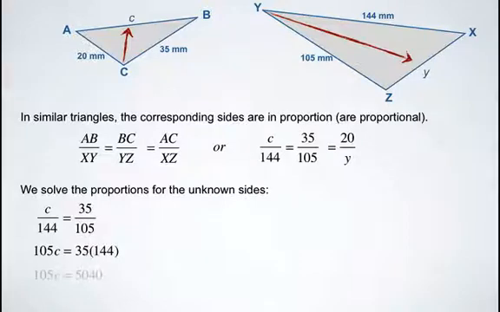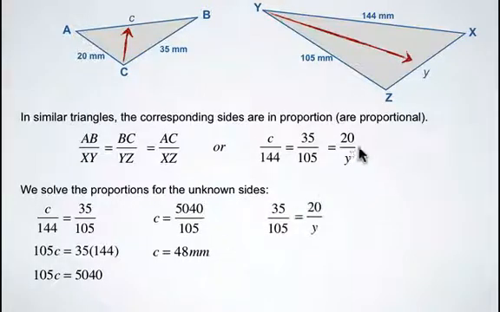We simplify this, which gives us 105C equals 5040. And we need to divide both sides by 105, the number in front of C, to get C all by itself, or isolated. So we have C equals 5040 divided by 105, which gives us 48 millimeters.